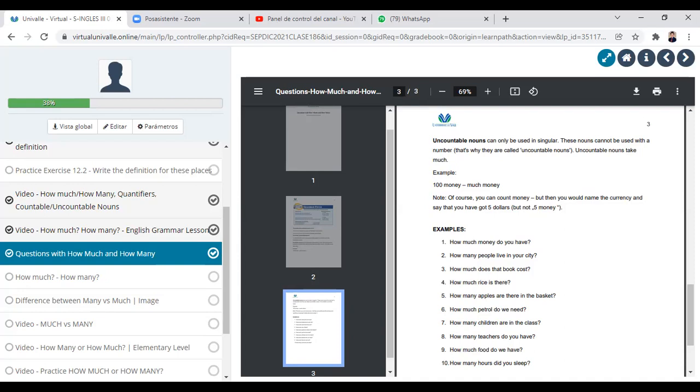Examples, how much money do you have? How many people live in your city? How much does that book cost? How much rice is there? And so on and so on.